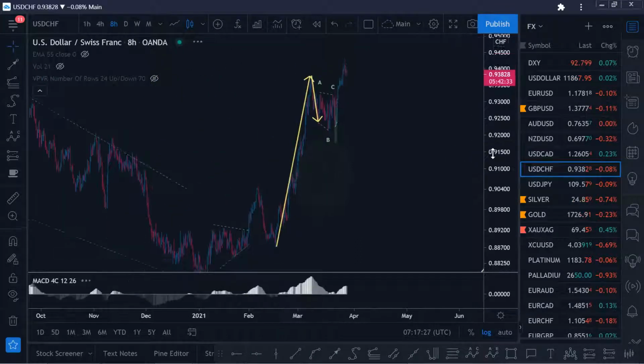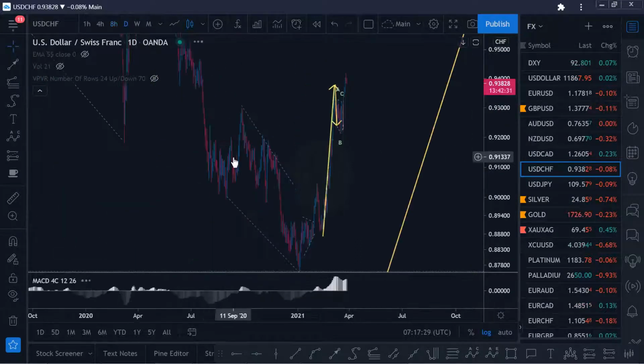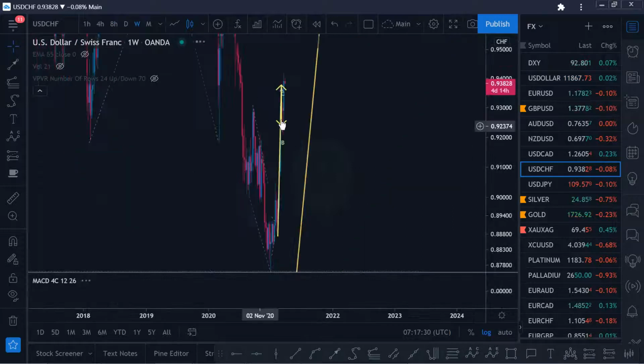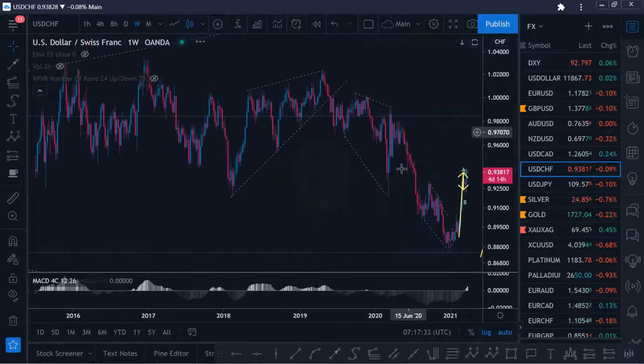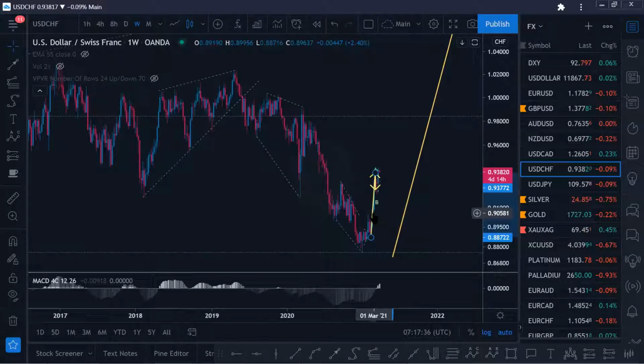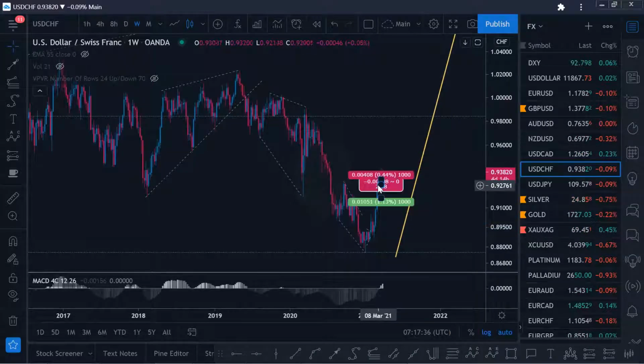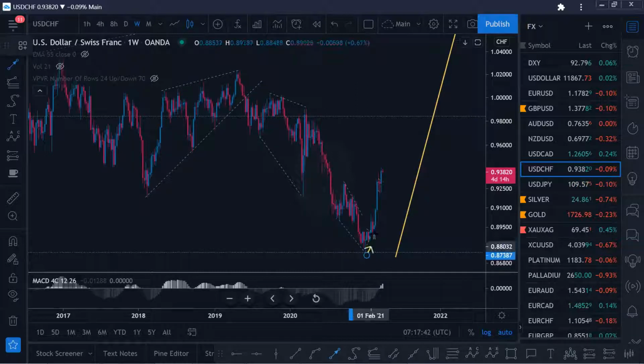US dollar Swiss and US dollar yen are already showing me what I need to see, and a good confirmation of what we've seen. If you get rid of the drawings, you can just see the rally we've had off these lows in the dollar. So we bottomed out at this 87, and we're just rallying strongly from there up to 94.